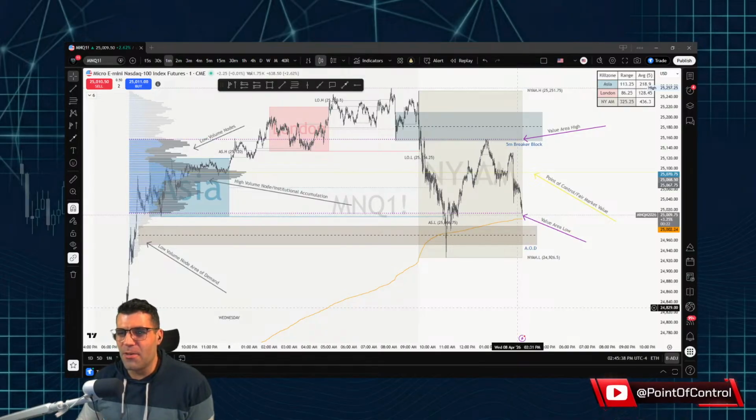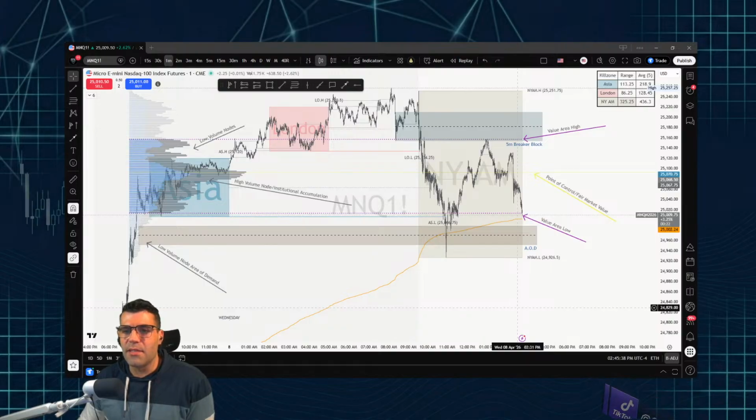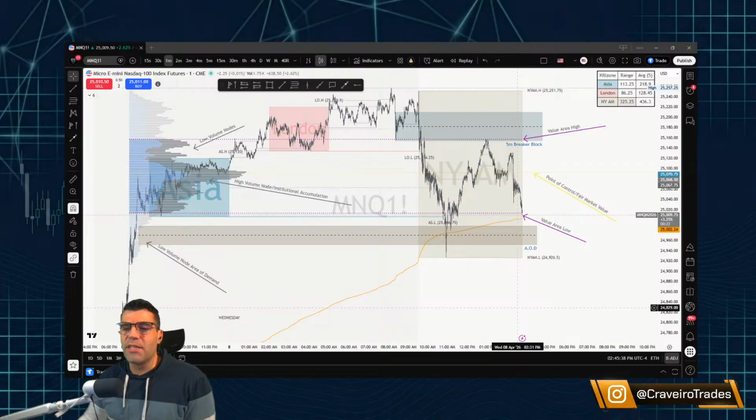All right. So here we go, where this is a high volume node. Okay, these are low volume nodes. The histogram wound up tight, and there's little participation in these areas. And then this is the area with the largest amount of participation. So this is the area where you're going to find consolidation right here, consolidation right here, consolidation right here. This is the point of control. This is where the most participation happened in this trading leg.